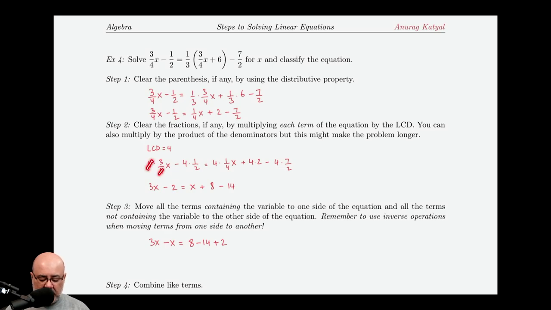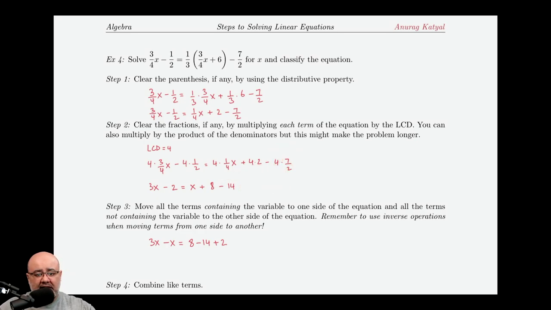The 4 will cancel with the 4, leaving behind just 3x, so that goes there. The 2 goes into the 4 2 times. 2 times 1 is 2, so that goes there. The 4 cancels with the 4, so I'm just left with 1x, or just x. 4 times 2 is 8, that goes there. 2 goes into 4 twice. 2 times 7 is 14, so that's what goes there.